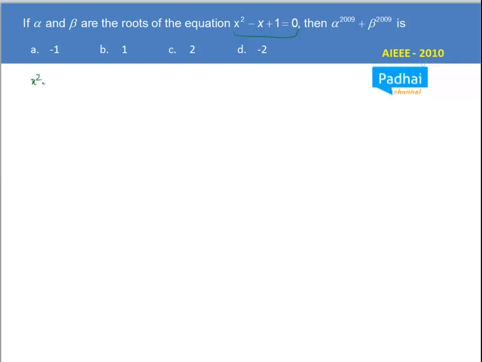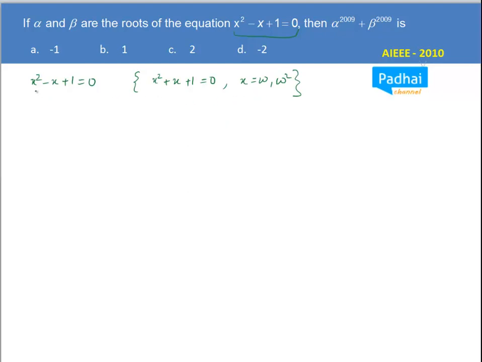Let's suppose this is the equation. First of all, I'd like to check whether you know the roots of this equation or not. This is x square plus x plus 1 equal to 0. We know that the roots of this equation are x is equal to omega and omega square, which are basically the cube roots of unity.